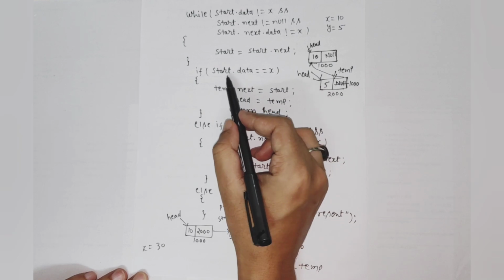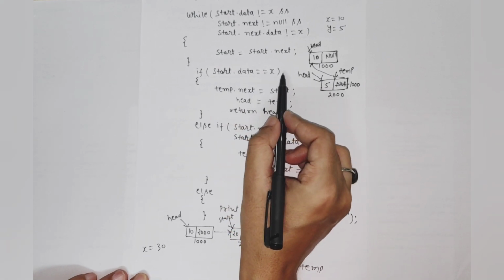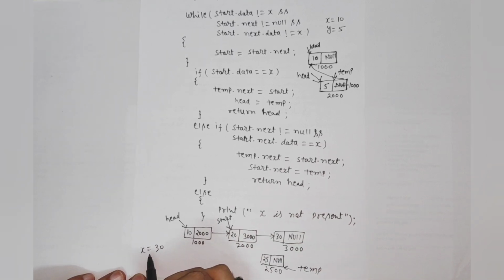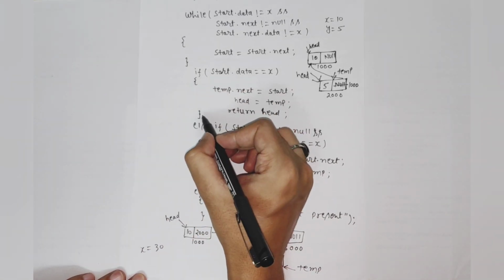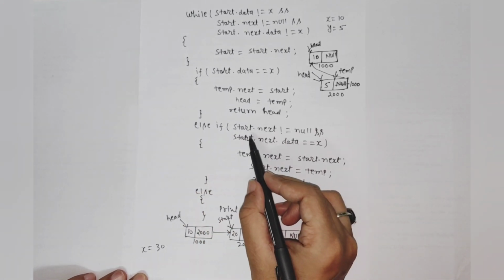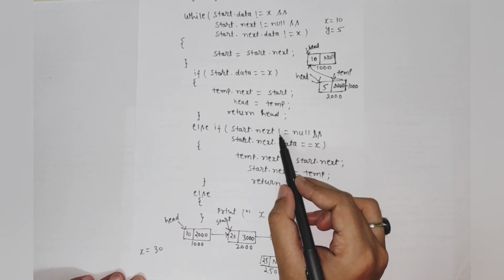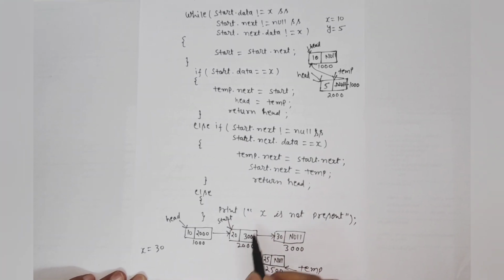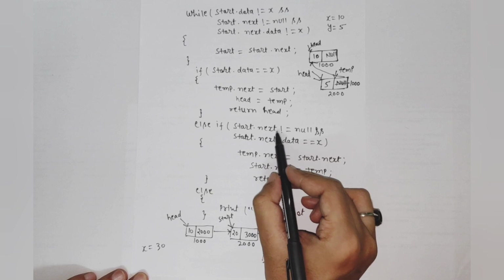So we will check start.data equal to x. start.data is 20, which is not equal to x. So this if will not be executed. So we will come into the else if part. In else if we will check start.next not equal to null. start.next is 3000, which is not equal to null. So this condition is true.